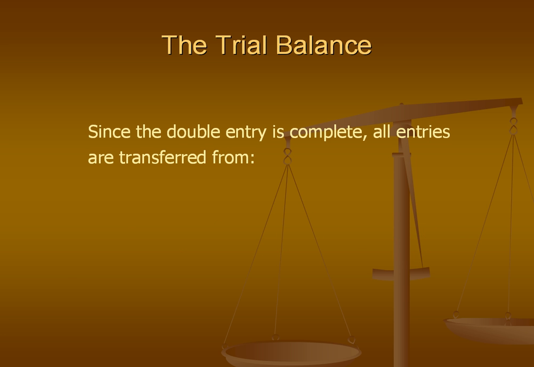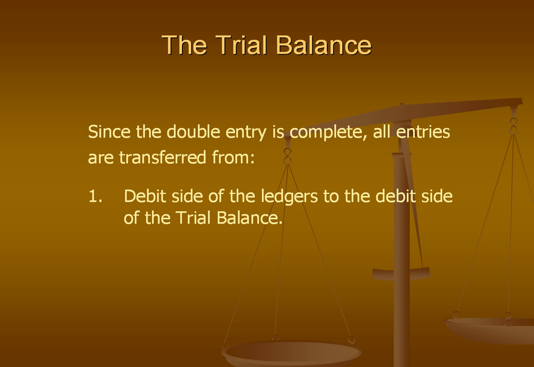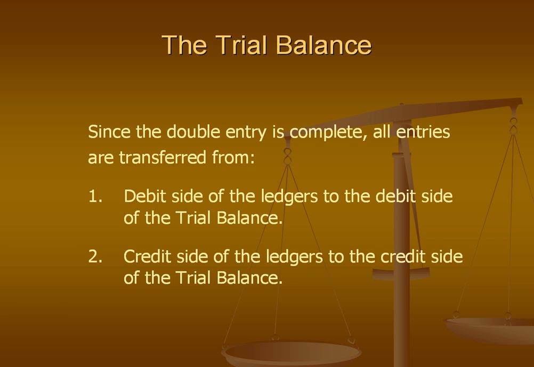Since the double entry is complete, all entries are transferred from 1. the debit side of the ledgers to the debit side of the trial balance, and 2. from the credit side of the ledgers to the credit side of the trial balance.